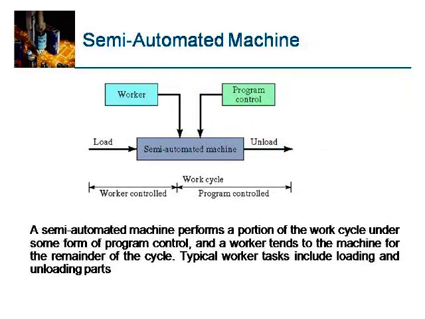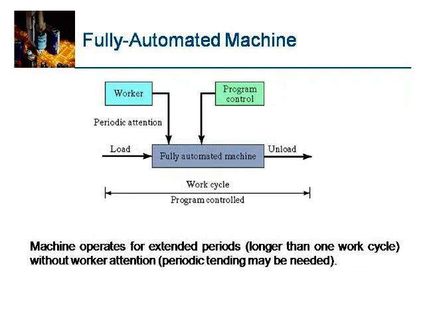Semi-automated machine: you can see worker and program control on a machine. A certain part is worker controlled and certain control is program controlled. A semi-automated machine performs a portion of the work cycle under some form of program control, and a worker tends to the machine for the remainder of the cycle. Typical worker tasks include loading and unloading of parts. A fully automated machine operates for extended periods, longer than one work cycle, without worker attention.